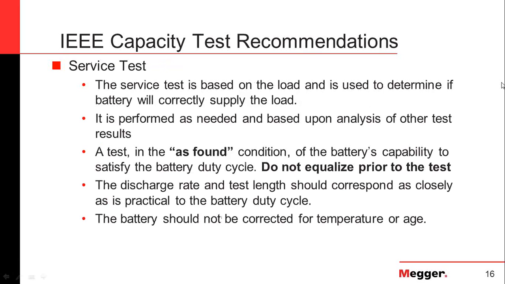Now, the service test, as I mentioned, is going to be based on the ability for the battery to meet its load. In other words, what it was designed to carry for the amount of time it's designed to carry. You're testing exactly to those specifications. Now, one of the differences with this particular test is it's done in an as-found condition. So we're not going to equalize the batteries prior to the test. The other important thing, we haven't talked about the effects of temperature or age yet. We will get to that, but you will not do this test and correct for temperature or age. It's completely in an as-found condition.